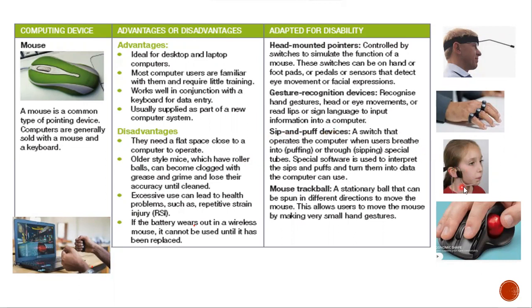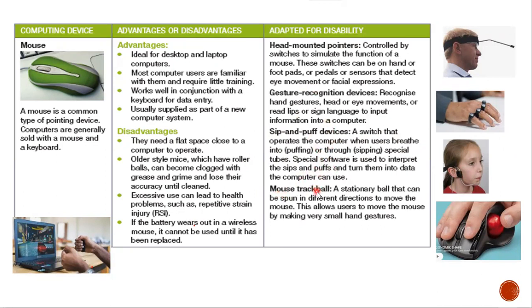There's an example here. One example of a sip and puff device, a switch that operates the computer when users breathe into, that is puffing, or sip through special tubes. Special software is used to interpret the sips and the puffs. So these devices all work with special software.